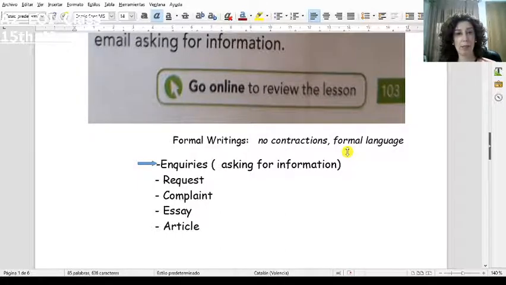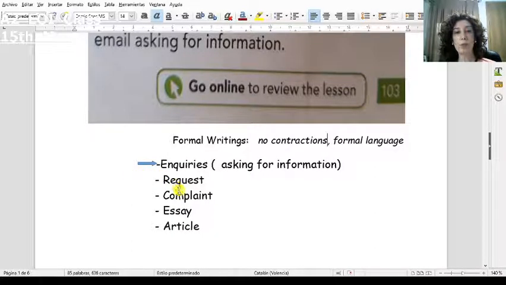What kind of formal writings? Well, we have enquiries. Enquiries is asking for information in English. It is a request for information. That's why it means asking for information. This is the one we are going to deal with today.